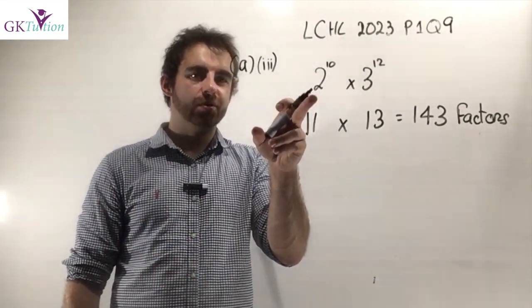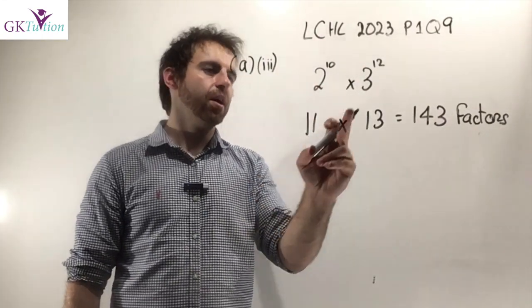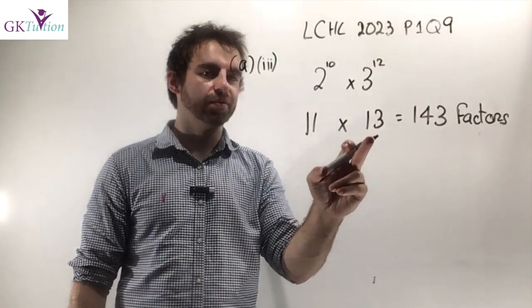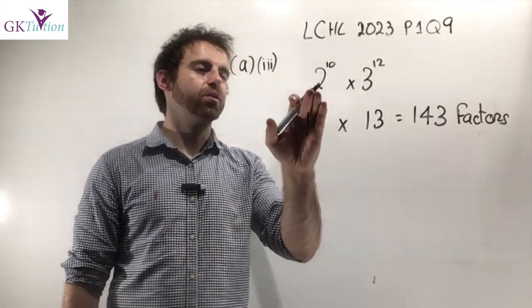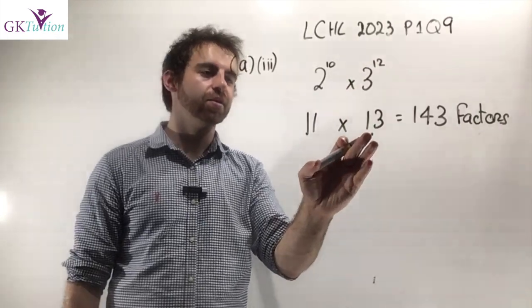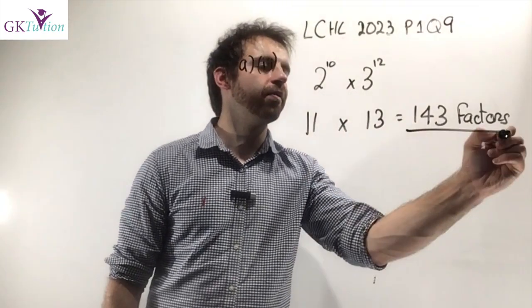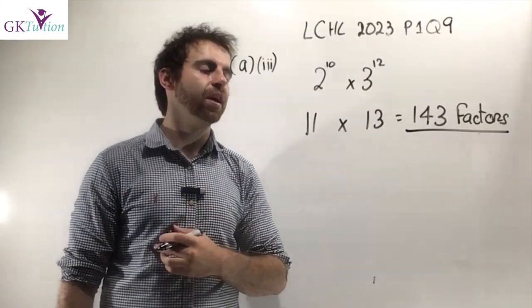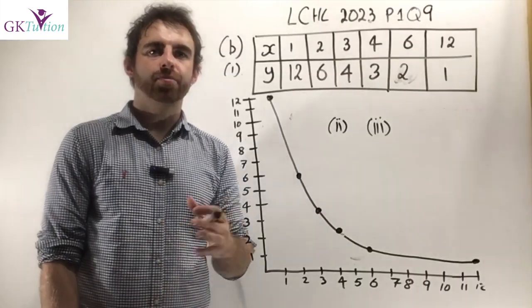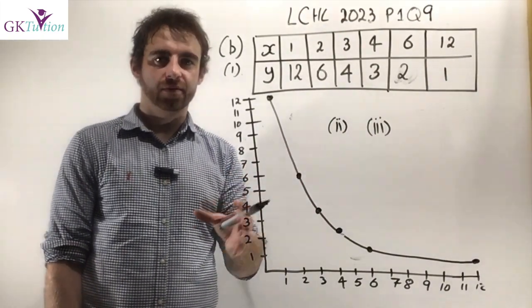Well, based on what we've done in the first two parts, 2 to the power 10 must have 11 factors. And 3 to the power 12 must have 13 factors. So it's 2 to the power 10, there's 11 factors there. 3 to the power 12, there's 13 factors there. If you simply multiply 11 by 13, you get the number of factors that this number has. It's 143.